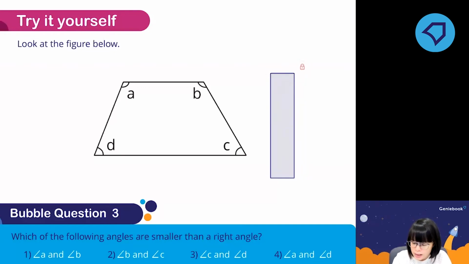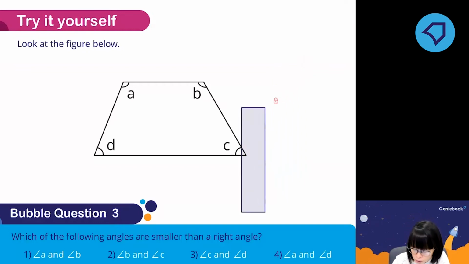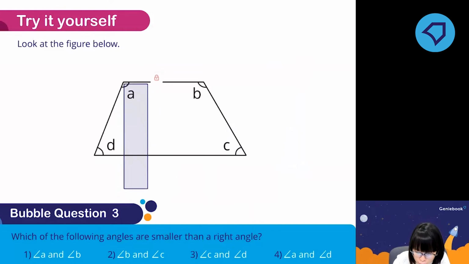This is my ruler again. The corners of my ruler form a perfect right angle. If I bring the corner to the point over here, you notice that this line is away from the ruler.